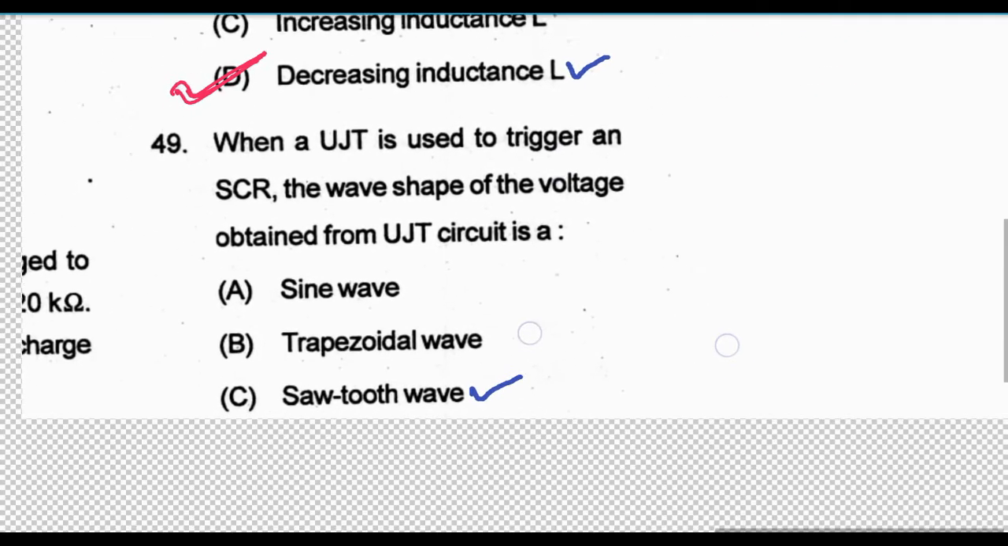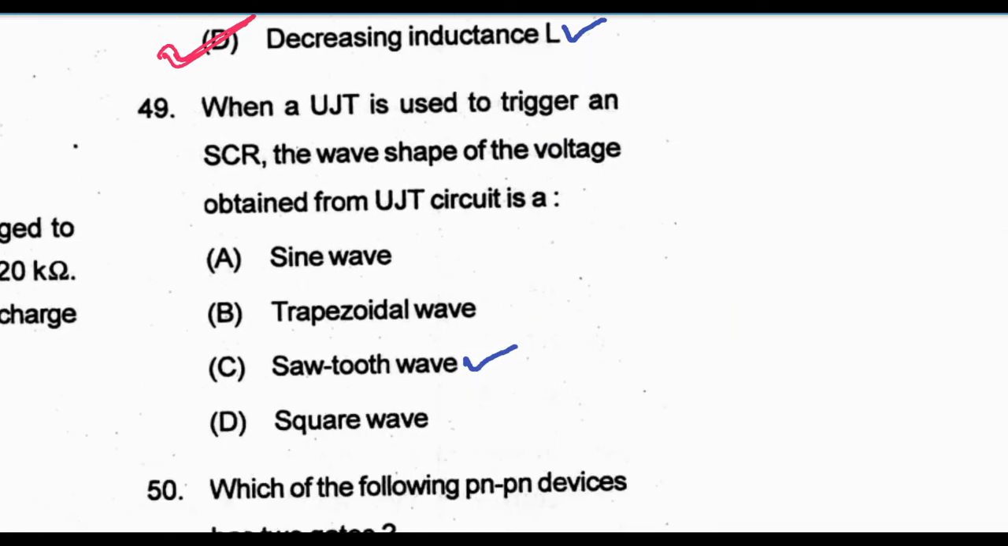Next is question number 49. When UJT is used to trigger an SCR, the wave shape of the voltage obtained from the UJT circuit is a sawtooth waveform. This is a sawtooth waveform. So here option C is correct.